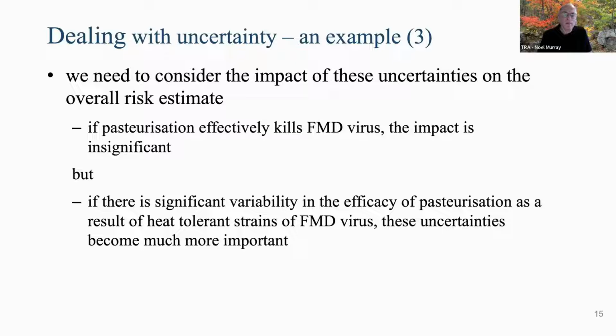However, if there's significant variability in the efficacy of pasteurization, there may be heat-tolerant strains of FMD virus, and those uncertainties become much more important. So we can see already we're able to begin to characterize the uncertainties that exist and their potential impact on our final risk estimate, depending on the scenario.